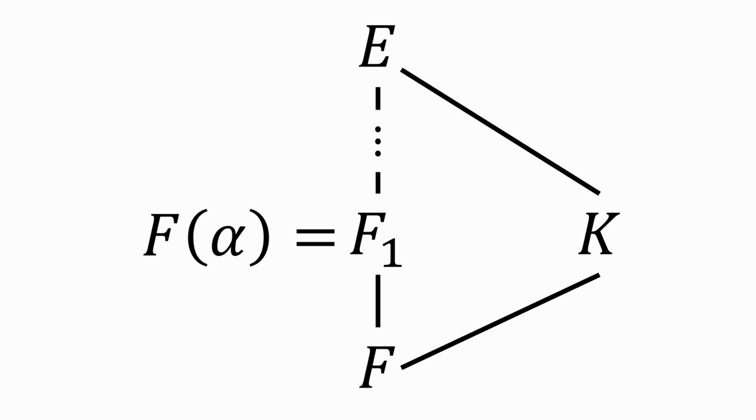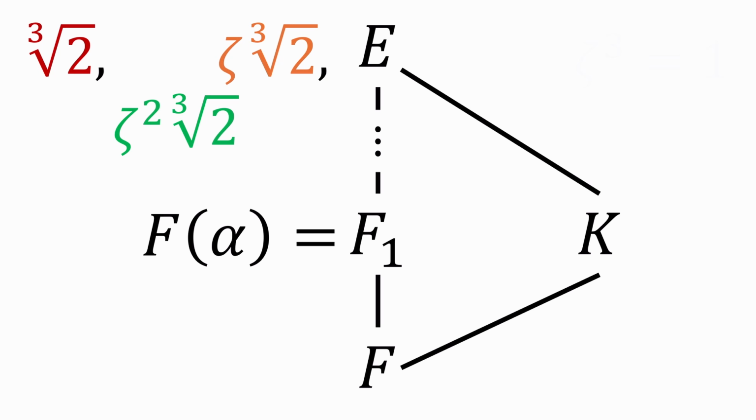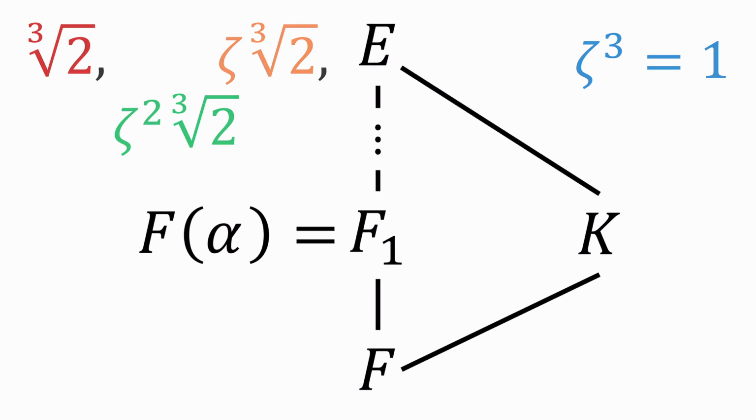If you know about complex numbers, you might know that any number actually has n nth roots. For example, there are 3 cube roots of 2. Here, zeta is a Greek letter and represents a complex number not equal to 1, with the property that zeta cubed equals 1. We call zeta the primitive nth root of unity. The idea is that before we adjoin alpha, we first adjoin zeta.